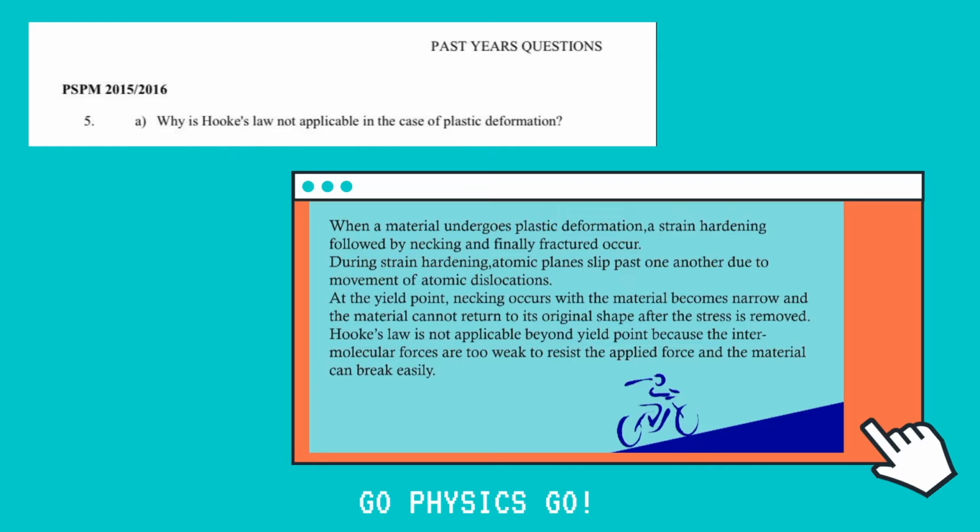During strain hardening, atomic planes slip past one another due to movement of atomic dislocations. At the yield point, necking occurs when the material becomes narrow and the material cannot return to its original shape after the stress is removed. Hooke's law is not applicable beyond the yield point because the intermolecular forces are too weak to resist the applied force and the material can break easily. Thank you.